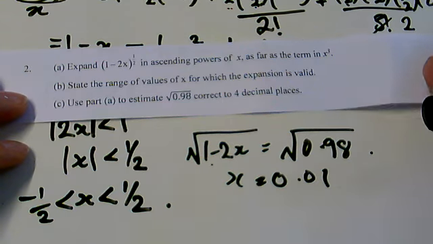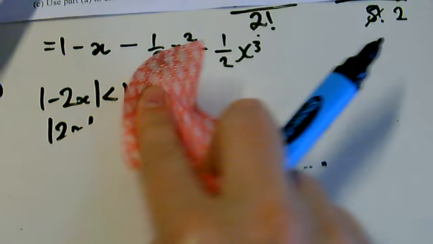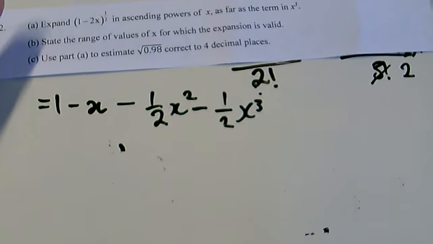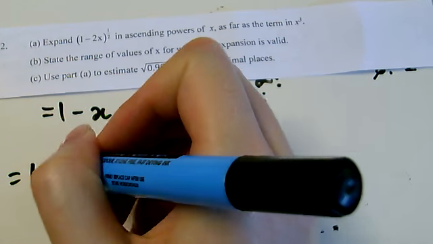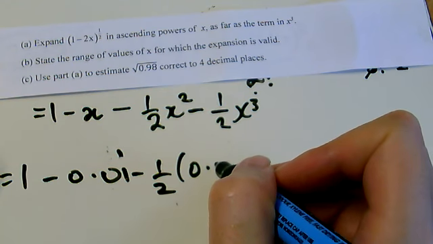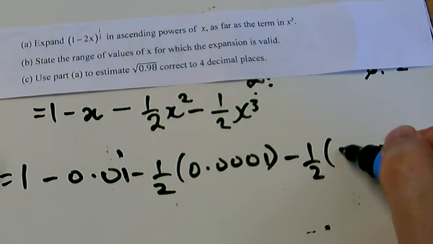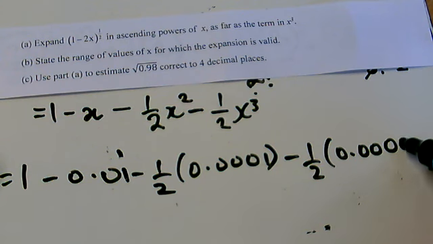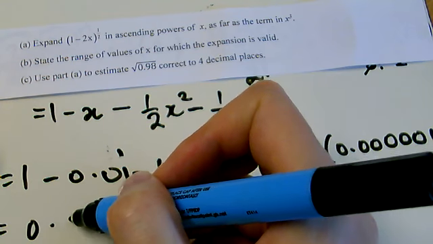So let's substitute that in then. So we've got our expansion up here. And we're substituting into our expansion. So 1, take away 0.01, minus a half, lots of 0.0001, take away a half, lots of 0.00. And that's definitely a calculator job if ever there was one. It comes out to 4 decimal places to be 0.9899.